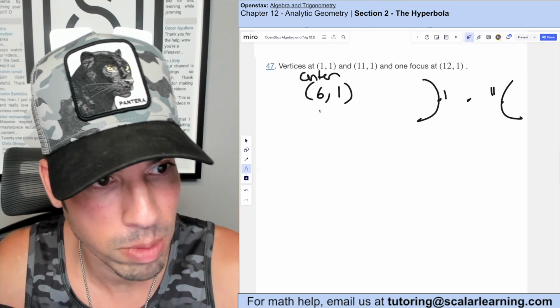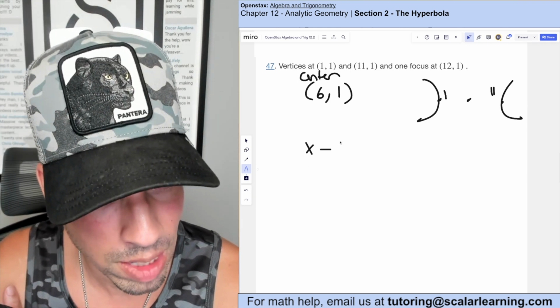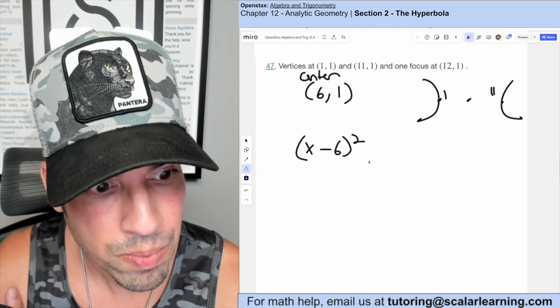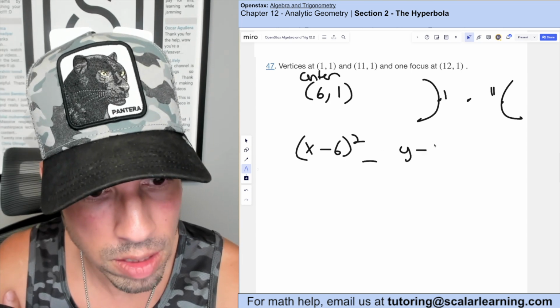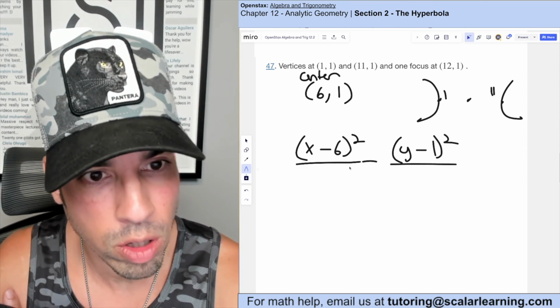So that tells me that, and by the way, since it's going left and right, I know the x is first. So that tells me it's going to be x minus 6 squared on top. And it's going to be y minus 1 squared on top as well to get those center values. Okay, now the question is what goes underneath here.